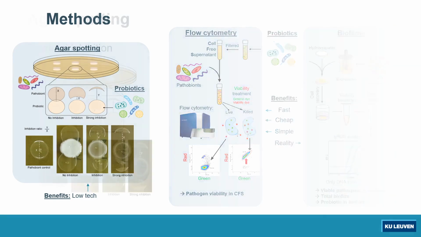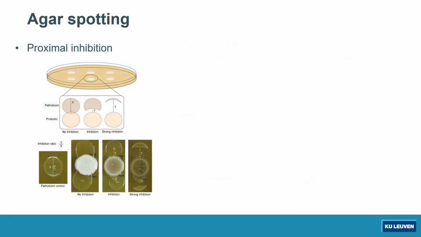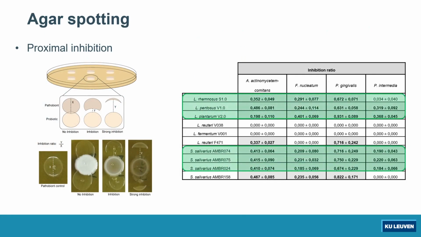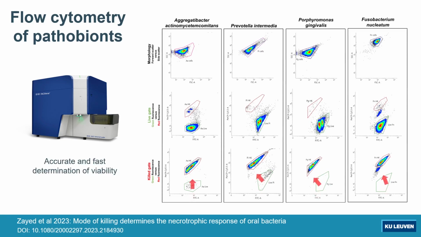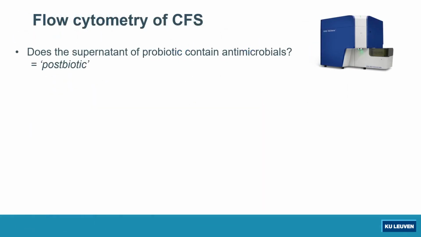For the proximal inhibition on agar, we saw that few of the strains had significant inhibition on the growth of the pathobionts, while others had a more moderate effect, and some of the presumed-to-be-effective probiotics didn't even show any inhibition. To confirm this, we then also evaluated them in the flow cytometric approach, by first characterizing all of the pathobionts, which allows for a quick and very quantitative determination of the pathobiont's viability when exposed to the supernatant of the probiotics.